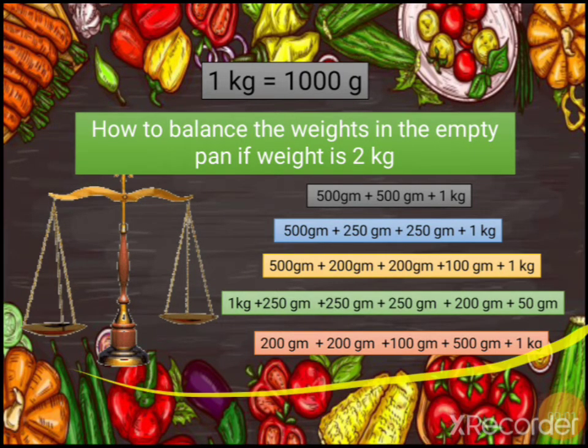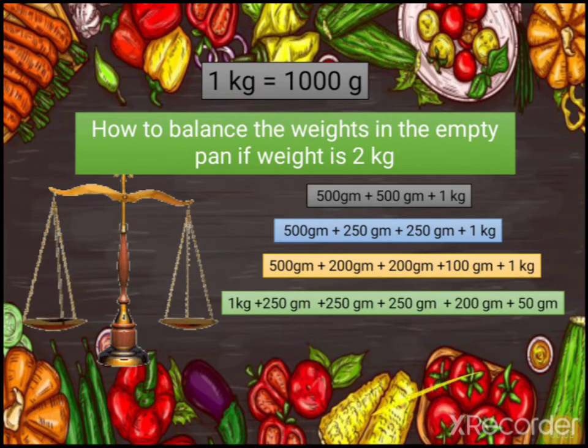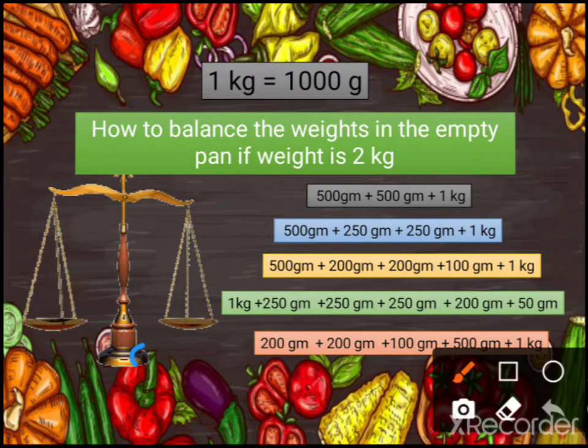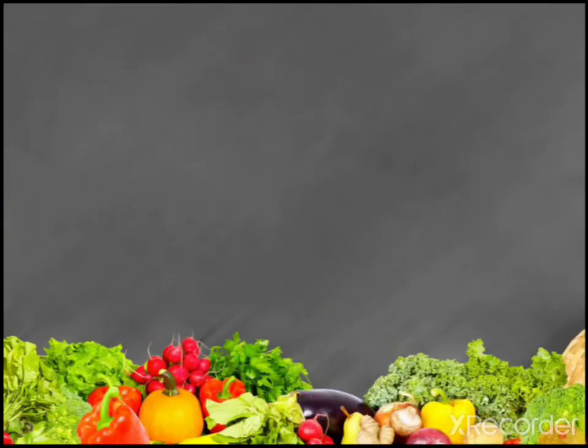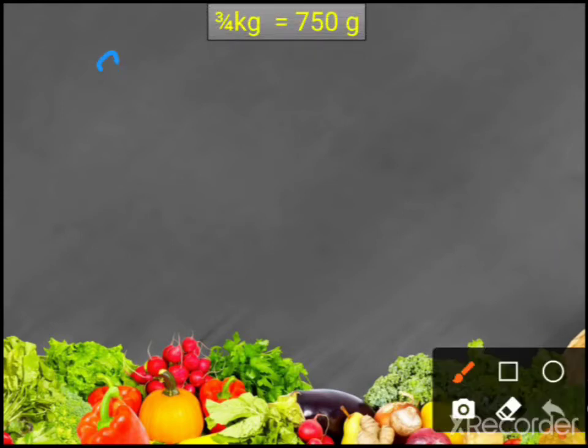These are all the distributions of 2 kg. Now let's see the next image. 3/4 kg. I told you 3/4 kg previously.